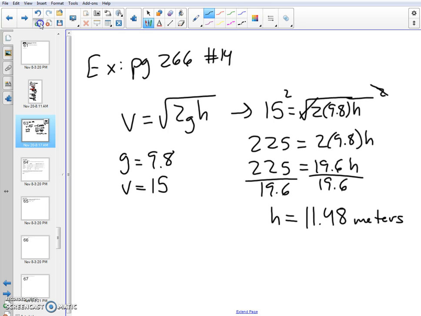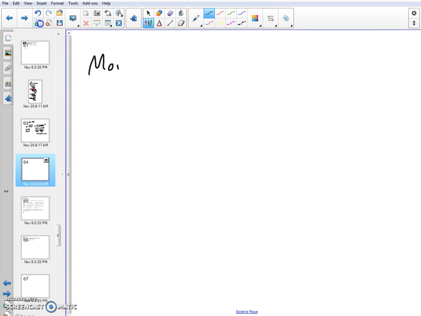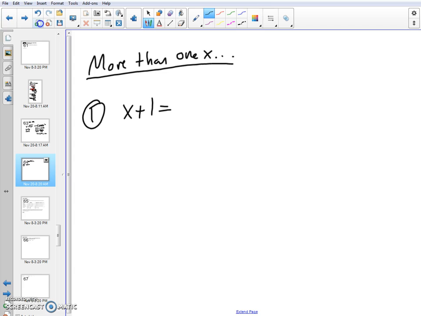All right, so now we need to look at the situation when there is more than one x when we're solving. Okay? So the first few examples we did, there was only one x and it was under that radical. Let's look at what happens when there's more than one x, one under the radical and one not. So let's say we have x plus 1 equals the square root of 7x plus 15. Okay? So that radical is technically by itself here.